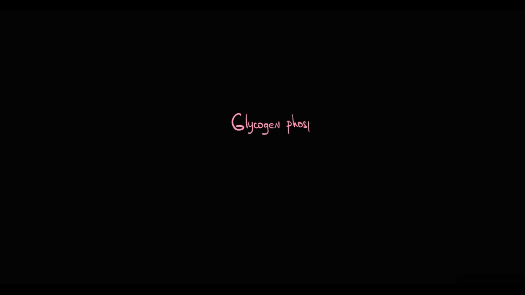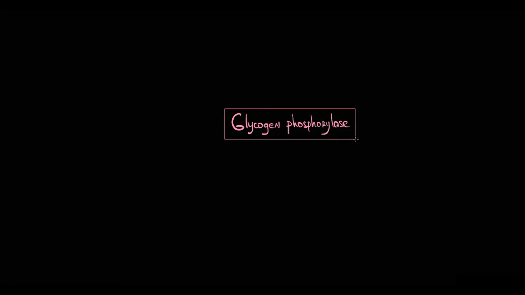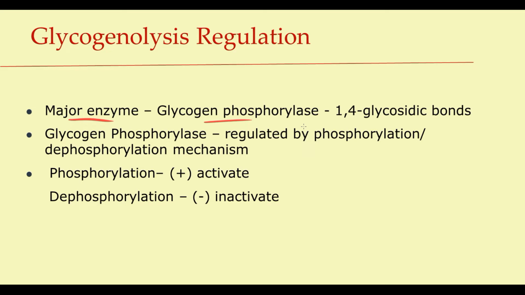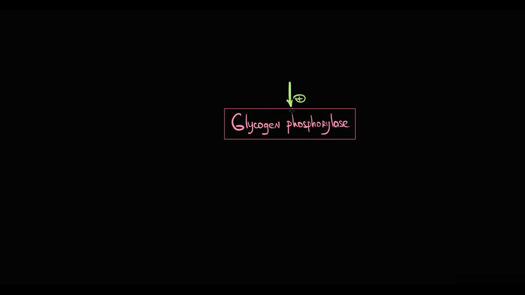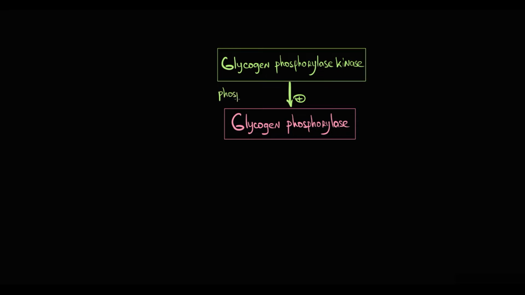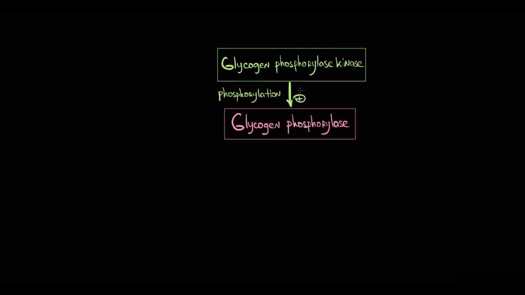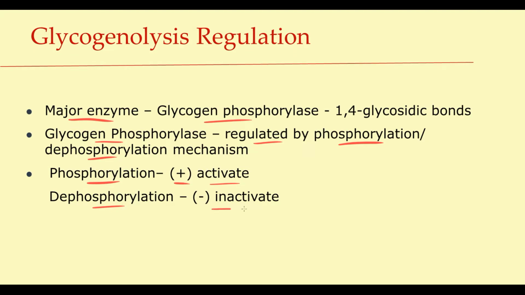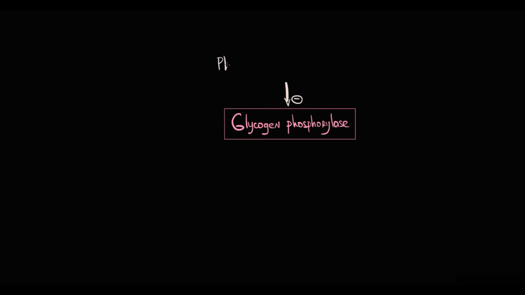Because of its importance, glycogen phosphorylase has to be regulated. The concept is that in both liver and muscle tissues, glycogen phosphorylase is regulated by phosphorylation-dephosphorylation mechanism. Glycogen phosphorylase is activated only in phosphorylated state. So phosphorylation activates glycogen phosphorylase. Phosphorylation, and thereby activation, is provided by glycogen phosphorylase kinase. And dephosphorylation, thereby inactivation, is provided by phosphoprotein phosphatase.